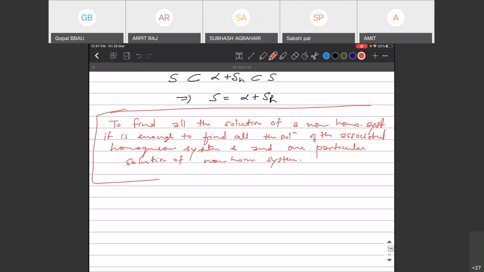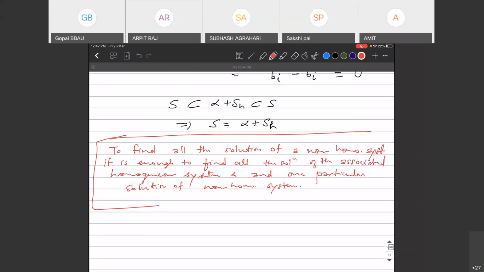So that's what we did here. This alpha was the particular solution of the non-homogeneous system, and SS was the set of all solutions of the homogeneous system. So with these two, we can find all solutions of the non-homogeneous system. Correct?